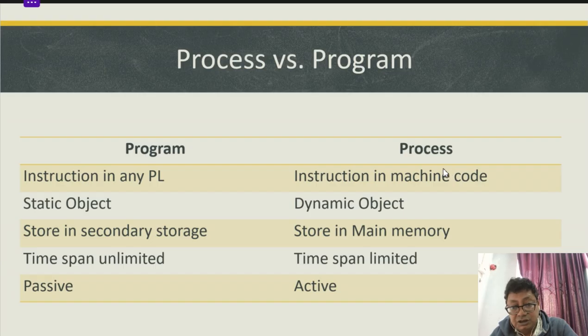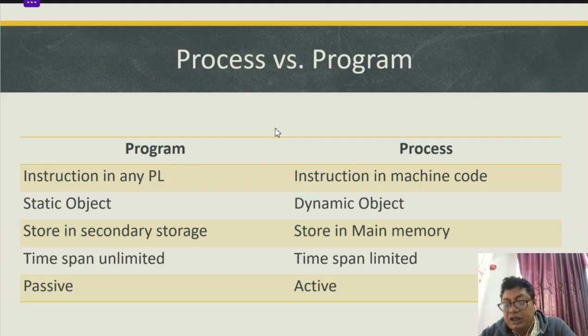But a process is any programming language converted by the operating system into machine code, a 0-1 combination. So a process is always machine code. That is the first difference between program and process. A program is always written in a programming language, whereas a process must be in machine code. Okay. Program, where do you save the program?